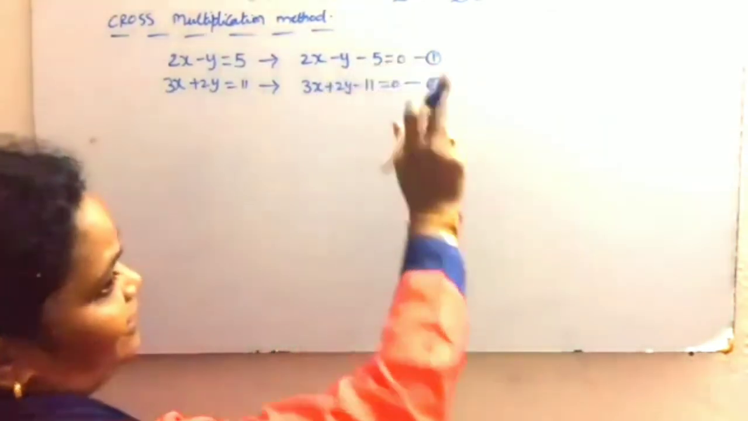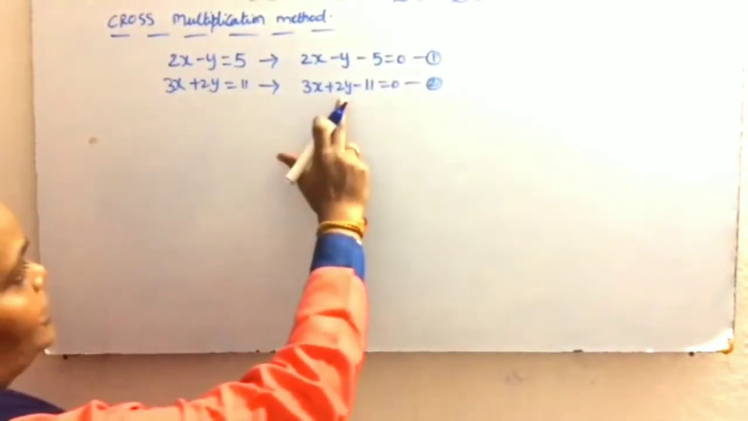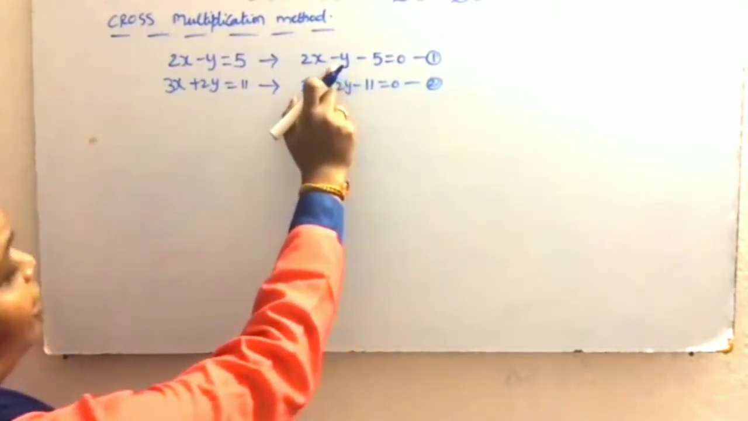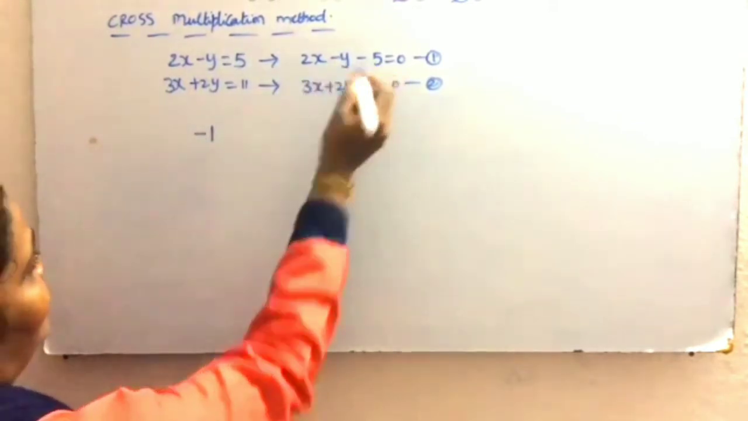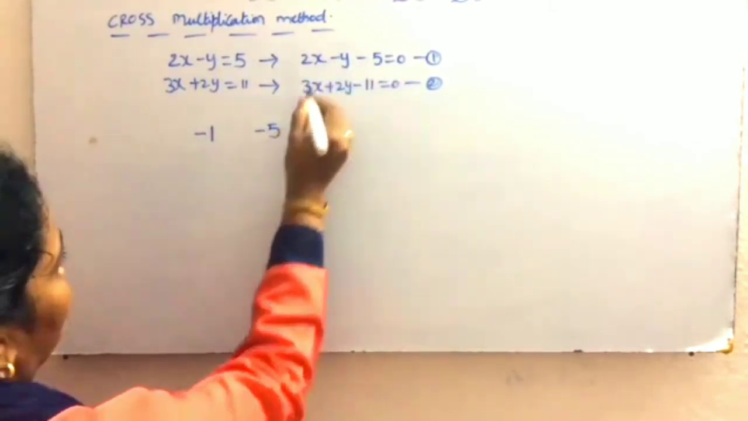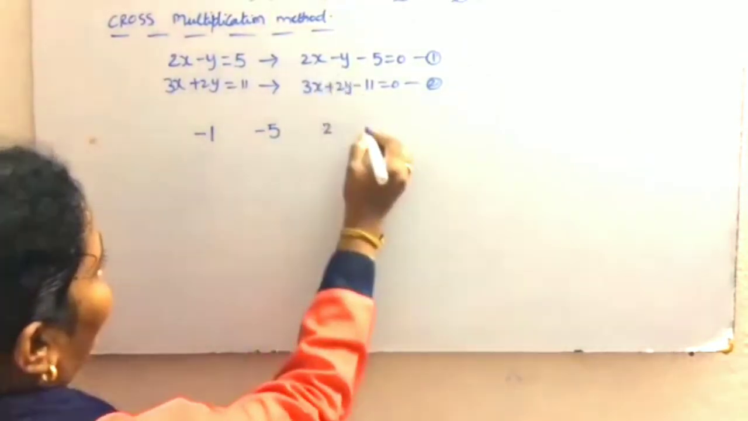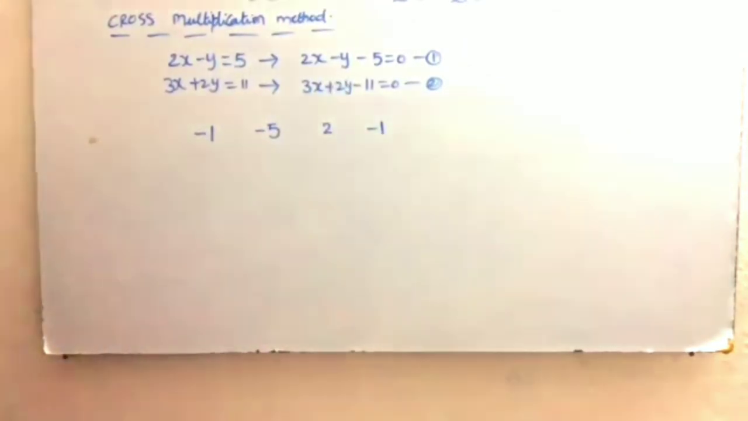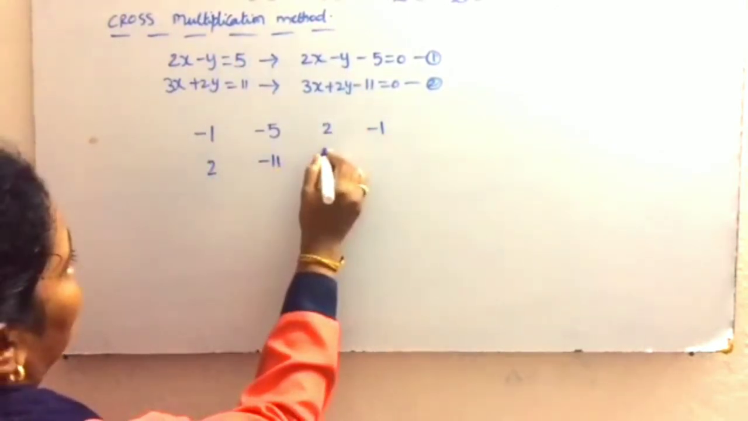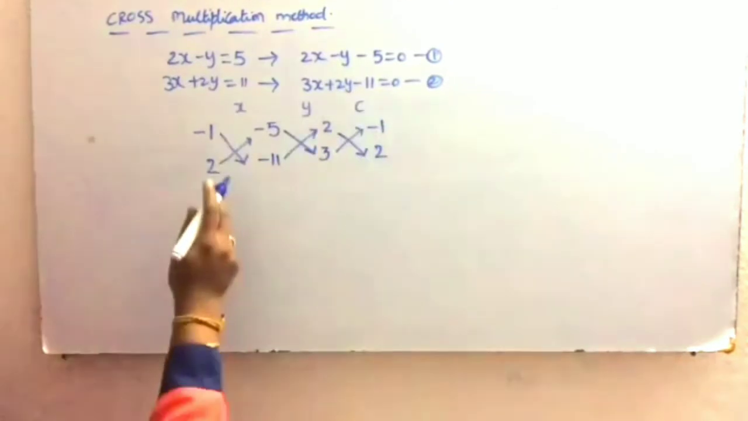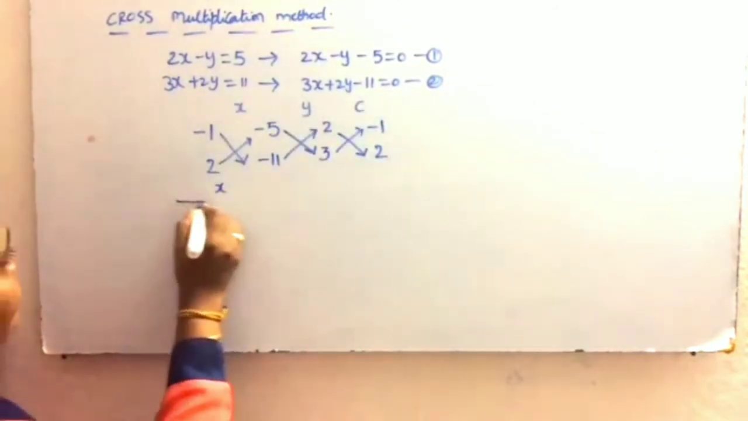That means we will write it as a1x plus b1y plus c1 equal to 0 and a2x plus b2y plus c2 equal to 0. Now we will write the coefficients. First we will write the coefficient of y, that means minus 1. After that minus 5, and after that the x coefficient. Again we will write the coefficient of y. And the second equation, 2, minus 11, 3, and again we will write this as x by.